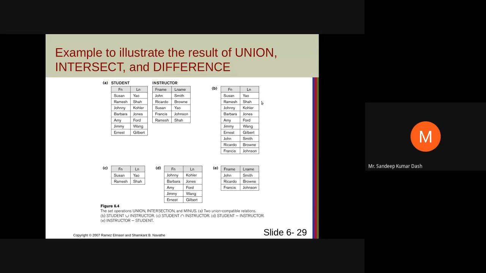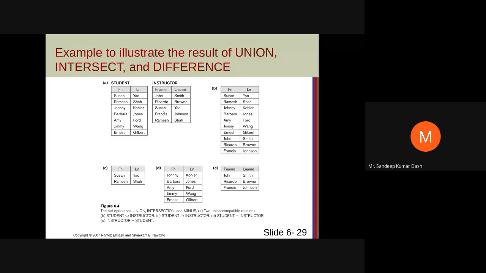Another thing to mark is what column names we get in the result. It is fn ln. It is not fname lname, because it is taken from the first relation. Suppose you had written instructor union student, then it would have been fname lname. Since you wrote student union instructor, the column name is taken from the first one.